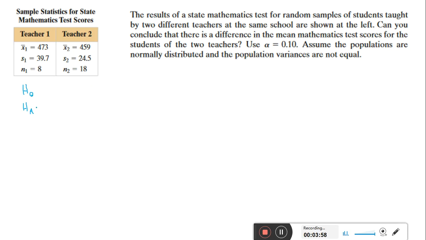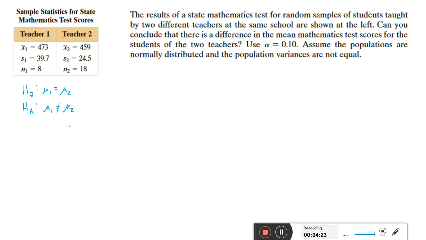What is our null? What is our alternate? Now, we would assume that 2 teachers teaching at the same school would have pretty much the same average across the population of their students. Obviously, the alternate should be that the teachers are different.